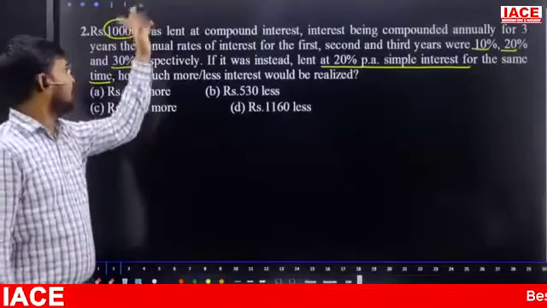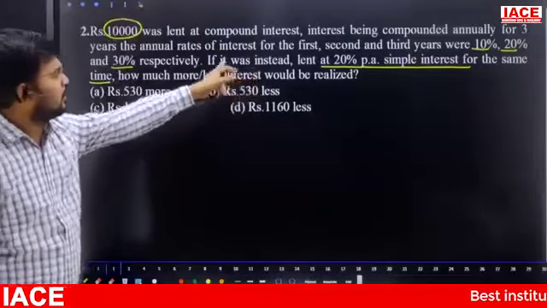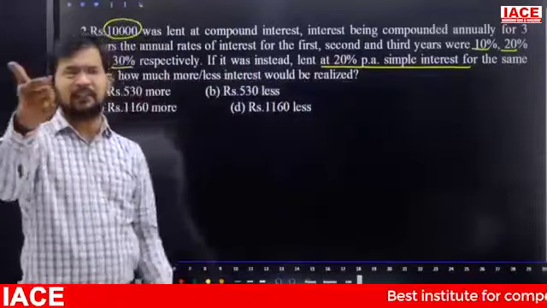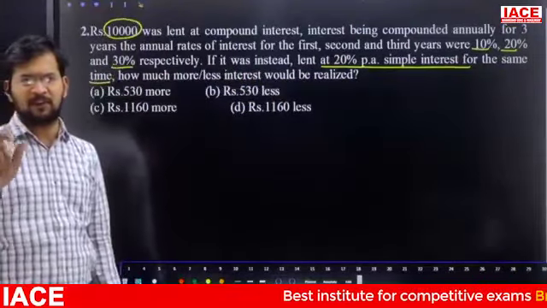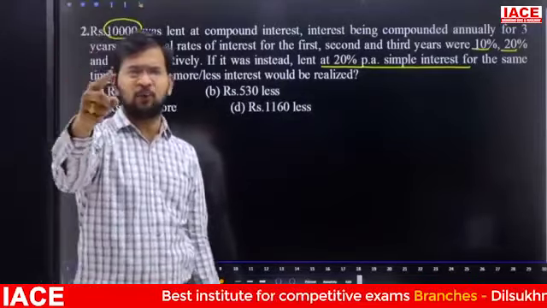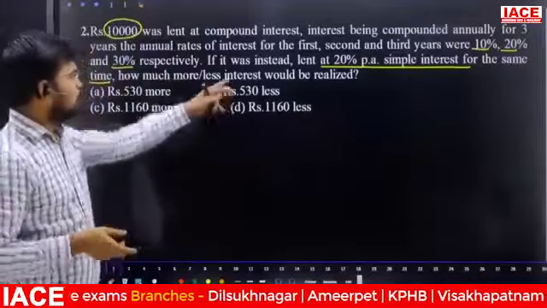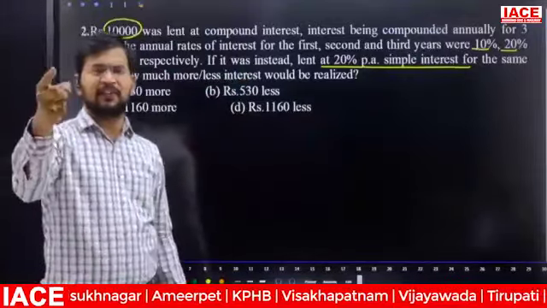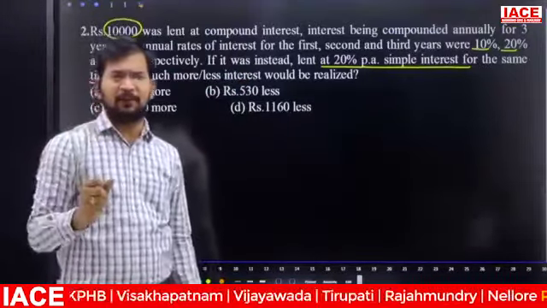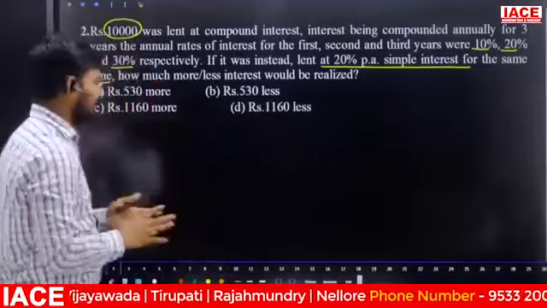First of all, 10,000. So interest is what? 10% on 10,000 is 1,000 rupees, it becomes 11,000. Again 20% on 11,000 is 2,200, it becomes 13,200. Then 30% on 13,200 is nothing but what? 3,960. So I will explain on the board, don't worry.